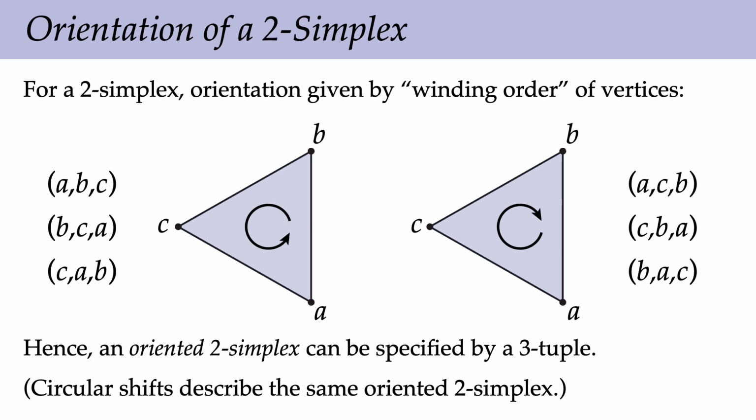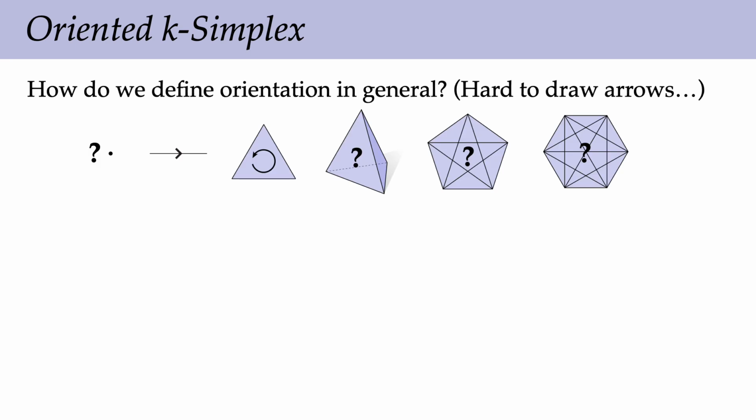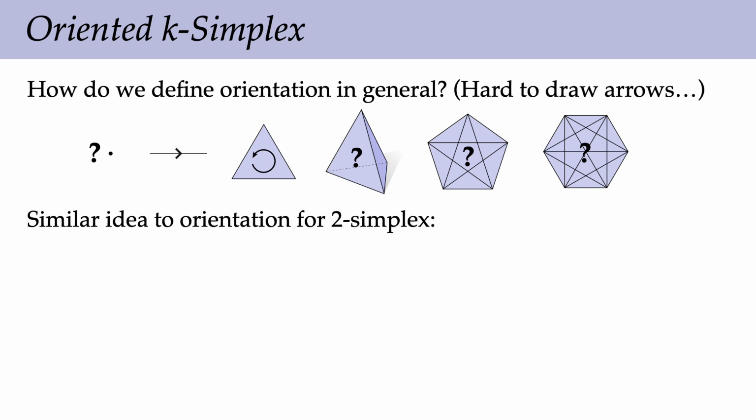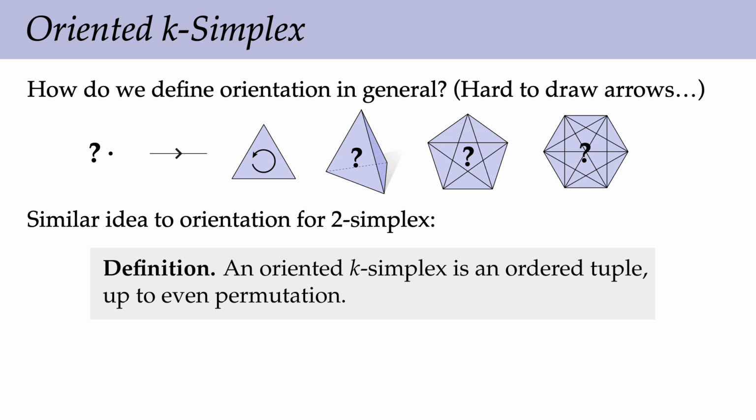Okay, so let's take that all the way to the orientation of a k-simplex. How do we define orientation in general? Well, it's going to be hard to draw little arrows or clockwise, counterclockwise widgets as we keep going up in degree. But we can use an idea that's similar to the idea that we used for the 2 simplex. We can say an oriented k-simplex is an ordered tuple up to even permutation. Even permutation meaning we do an even number of swaps of elements of our tuple. Okay?